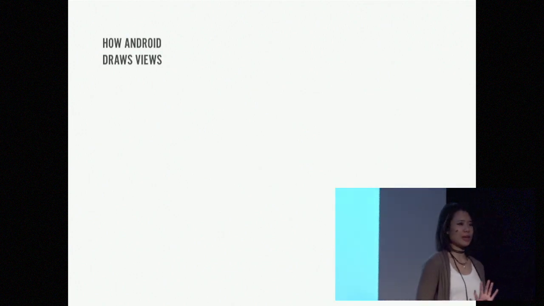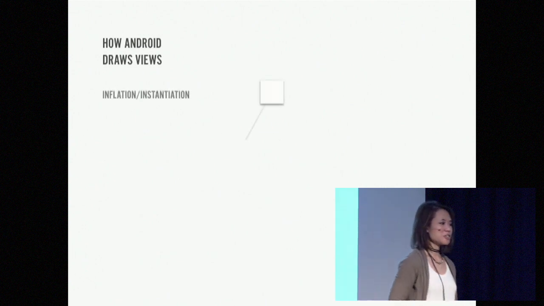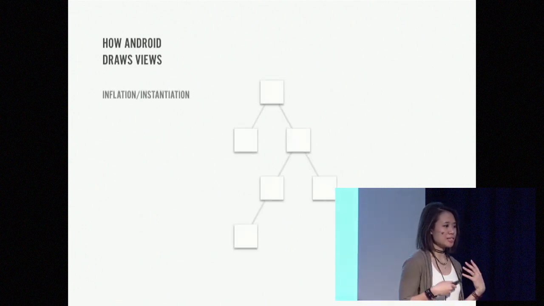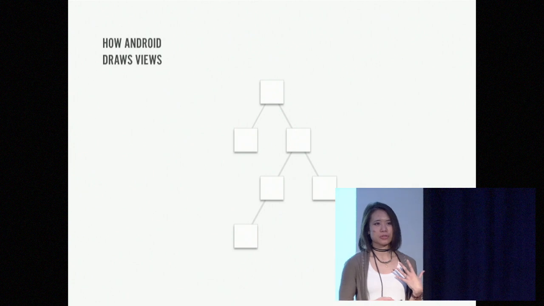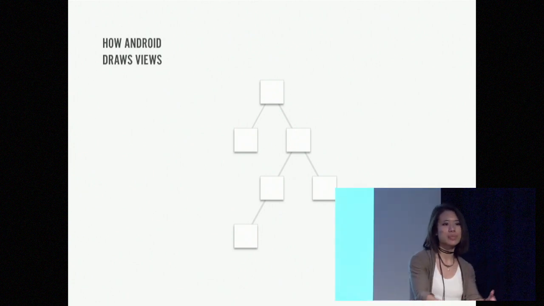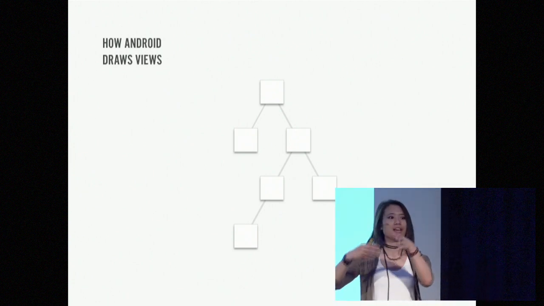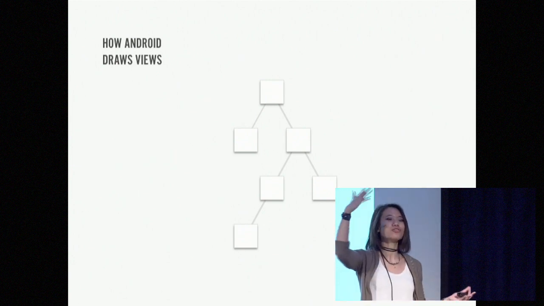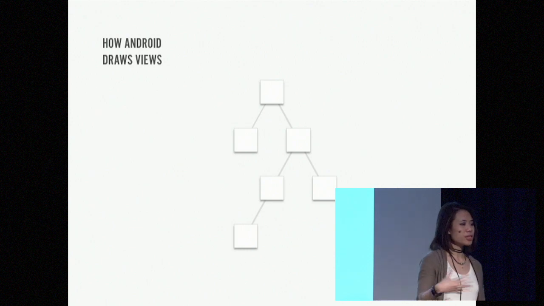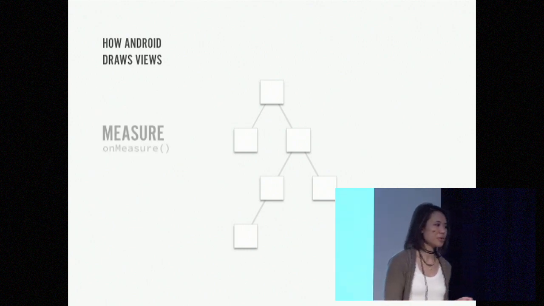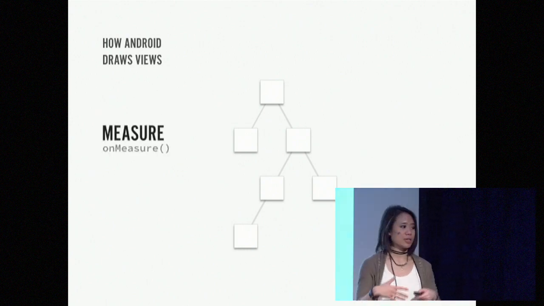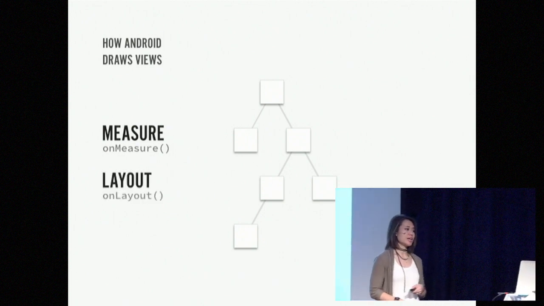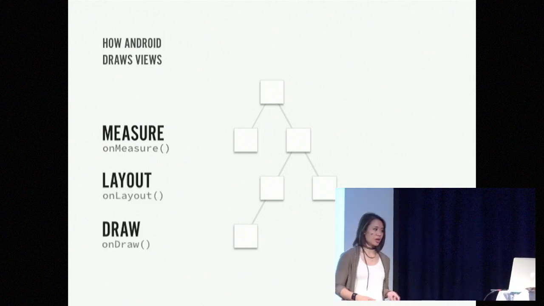So before we get started, let's review really quickly how this process of taking our XML files to the screen works. The first thing that happens is instantiation and inflation of your views. That XML file, all those elements in it have to come to life, are instantiated into memory, and this hierarchy, this tree of views, is formed. And before that tree is actually rendered to the screen, a few things have to happen. First, that hierarchy has to be measured, then it has to be laid out, and then it has to be drawn.